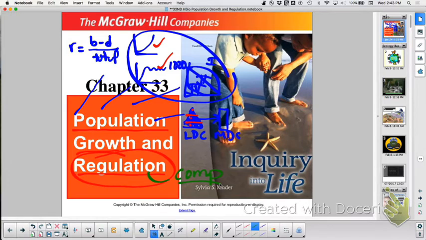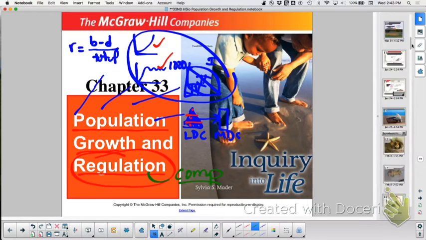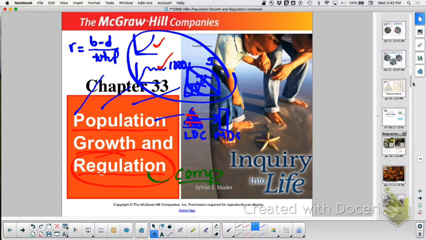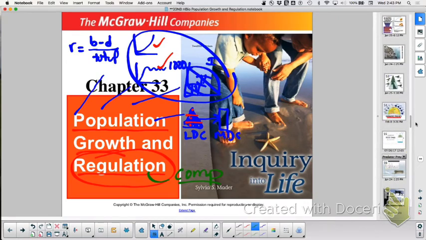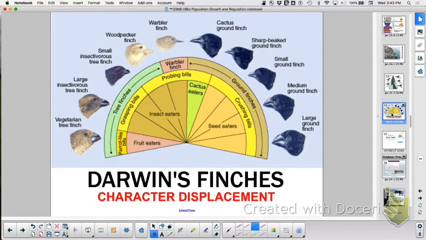Character displacement. Look at all these things we already reviewed and learned. These finches all have different size beaks for the food that they're eating because that reduced that competition. That was character displacement.